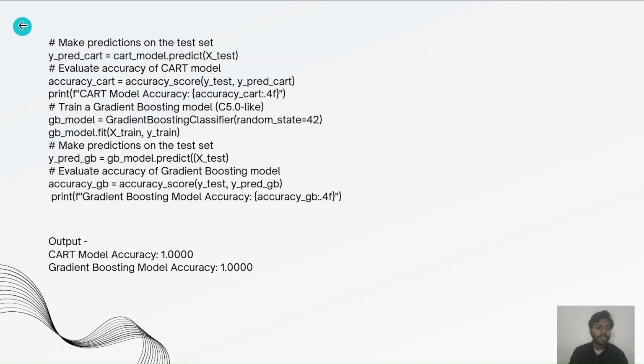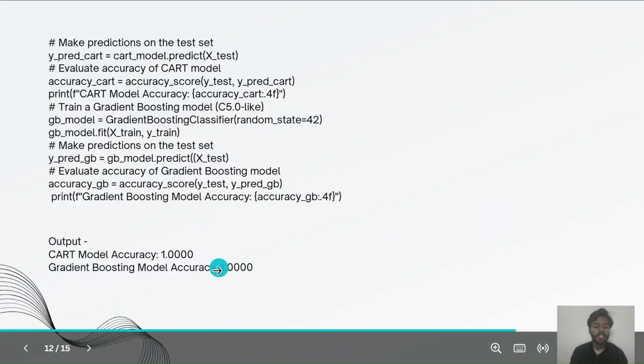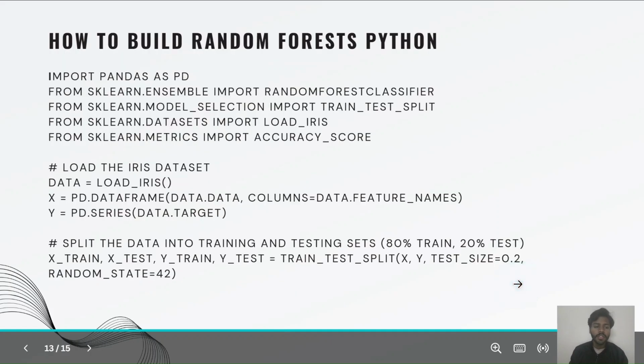Now make the predictions on the test set. So here y_pred_cart is cart_model.predict X_test. Evaluate accuracy of the CART model. So accuracy_cart, accuracy_score is y_test and y_pred_cart here. We use print to print the CART model accuracy here. So train a gradient boosting model, gb_model, GradientBoostingClassifier, random state is 42 here, gb_model.fit, as you can see. So after implementation of that code, we get the output: CART model accuracy is 1.0000 and gradient boosting model accuracy is 1.0000.